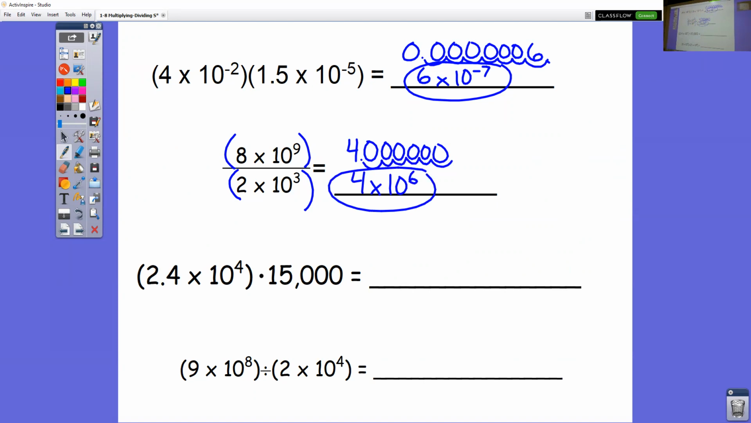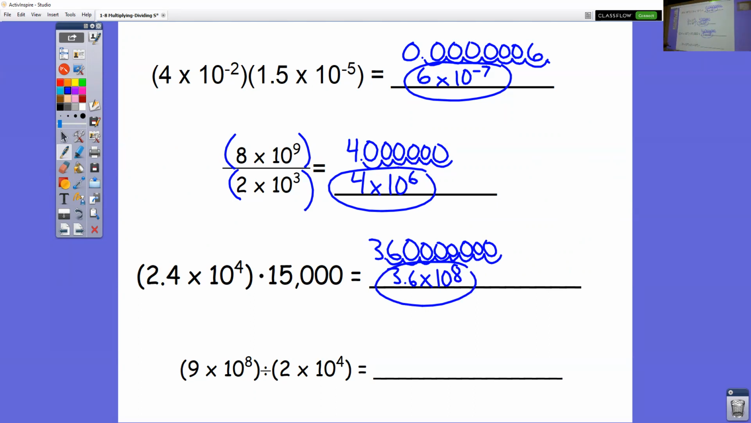The third one is just a multiplying question. Type it right into the calculator. You get 3, 6, and then you have 7 zeros. So this is 3.6 times 10 to the 8th power.